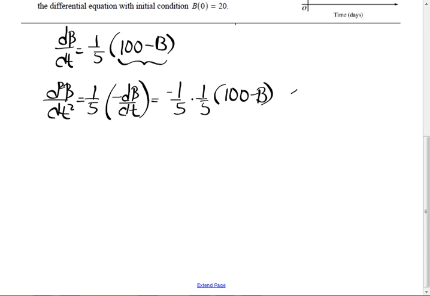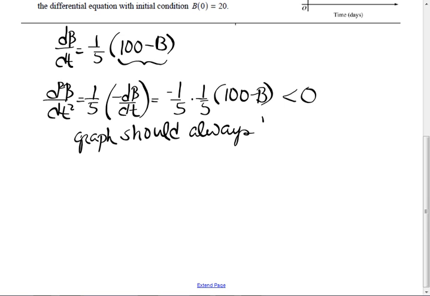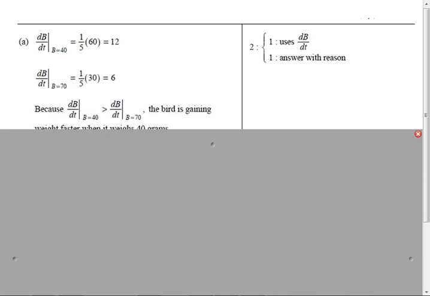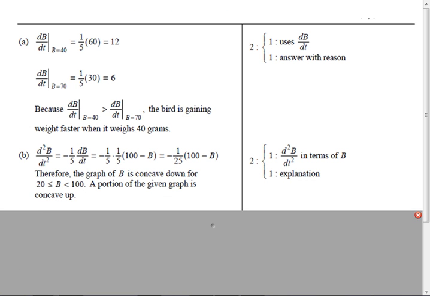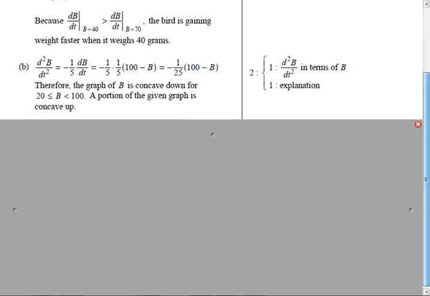And this is always negative, and the graph has a part that's concave up. So the graph should always be, and you guys will say it better than me, should always be concave up, but it's not. You still have to put some words with it. Okay, there it is. It says a portion of the graph is concave up. Okay, you guys can be as succinct as that?